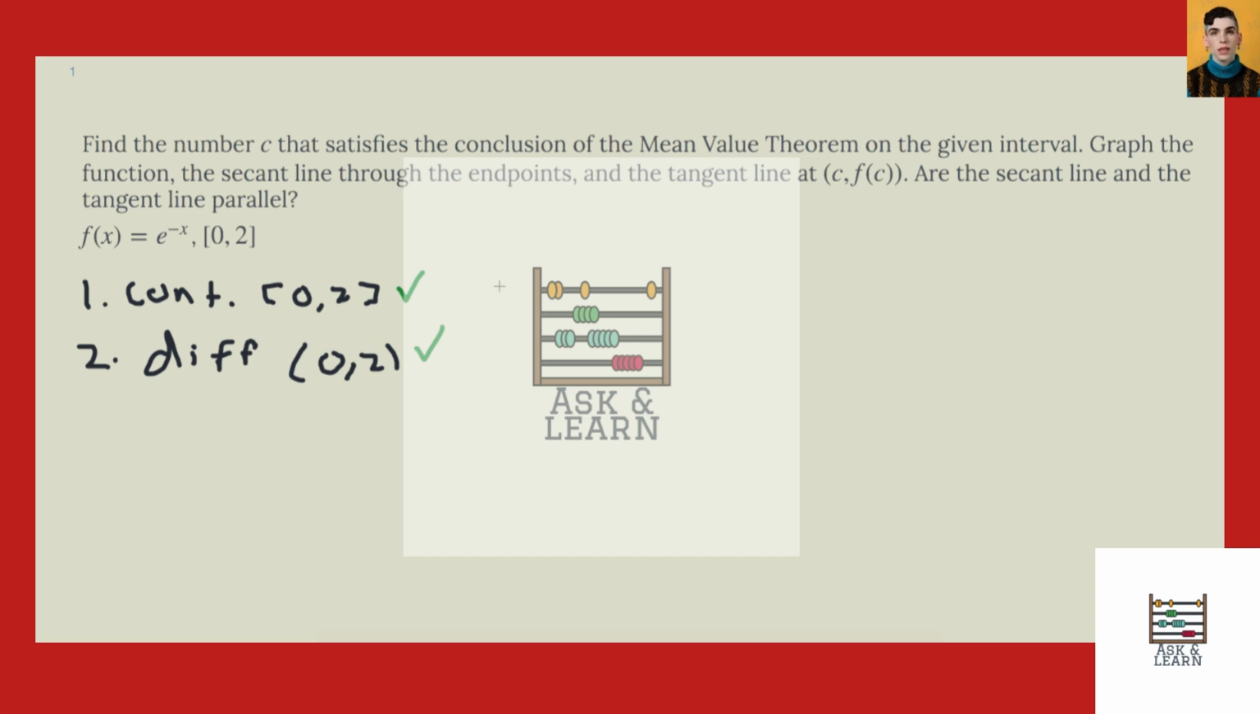So we now know that we can go ahead and proceed with the conclusion of the mean value theorem. And the conclusion of the mean value theorem, as you recall, is that there's a number c such that the derivative, f prime of c, is equal to the average slope over its interval. So in this case, it's f of 2 minus f of 0, all over 2 minus 0.